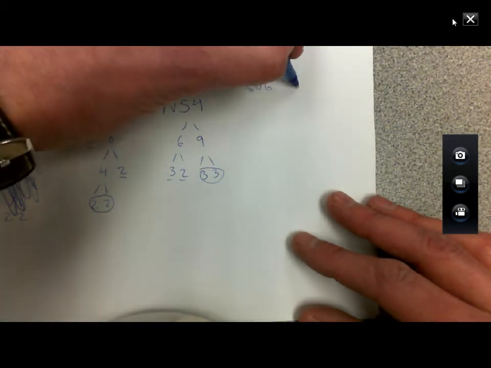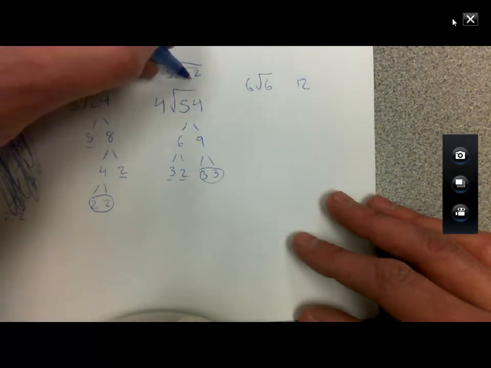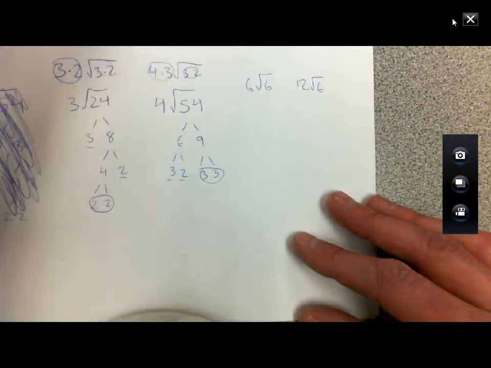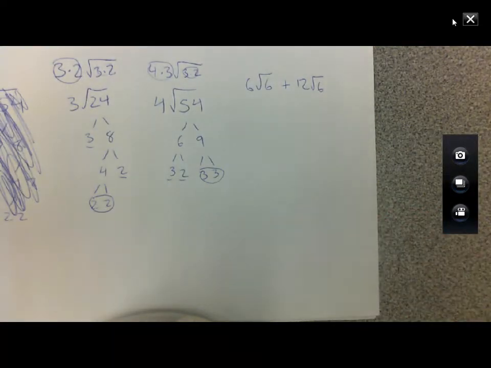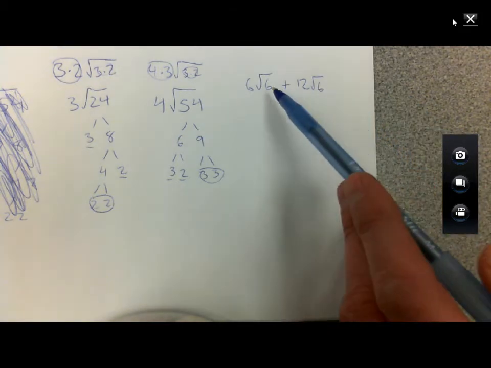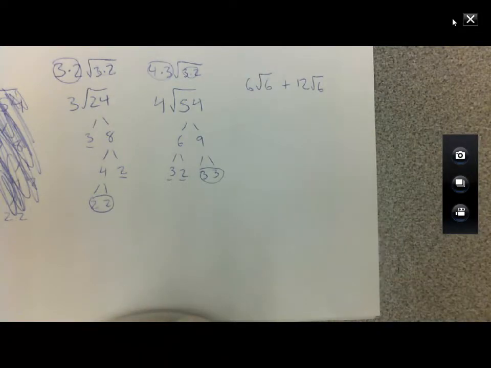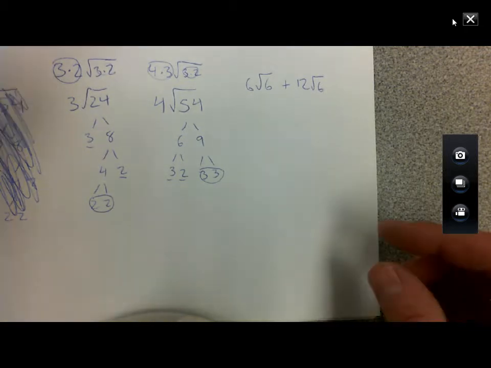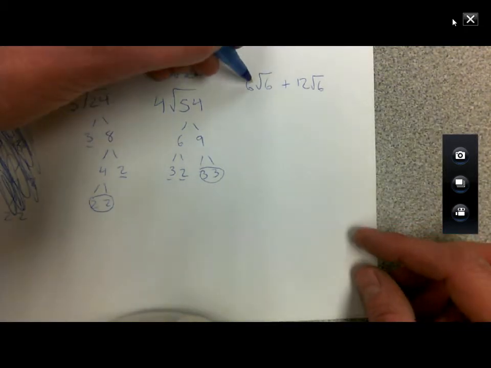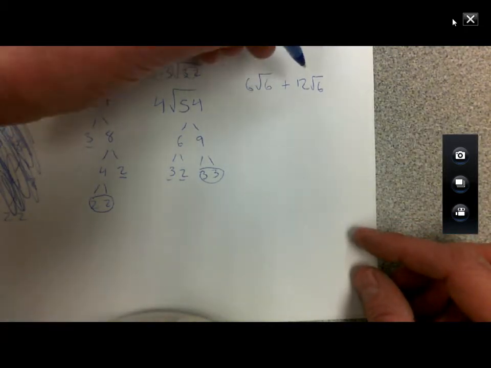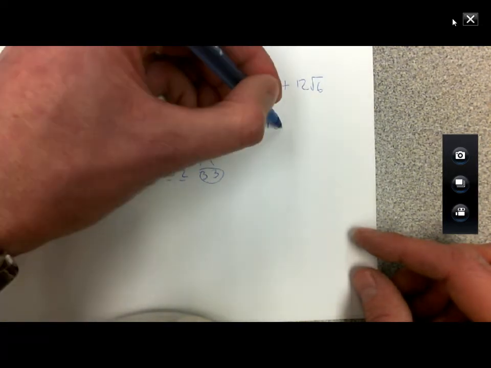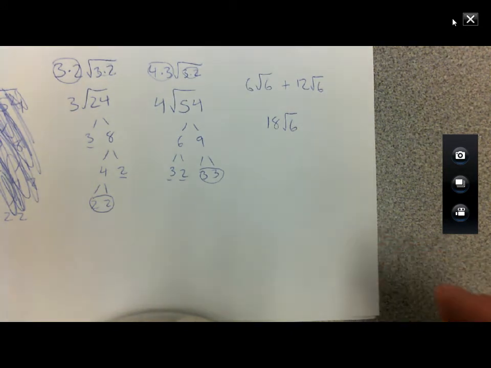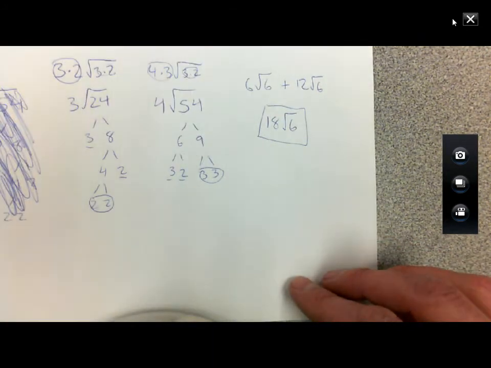4 times 3 is 12. 3 times 2, square root of 6. Now I have a common label. Square root of 6, square root of 6. I can combine those together. It's like having a common denominator. So I've got 6 square root of 6 plus 12 square root of 6 is going to give me 18 square root of 6s. And that would be the solution.